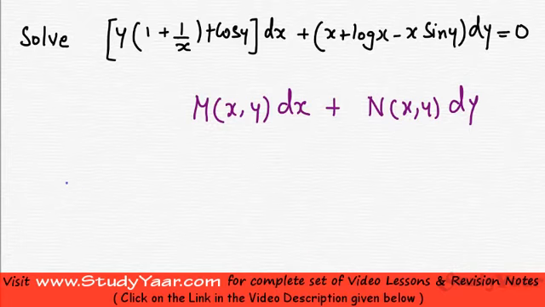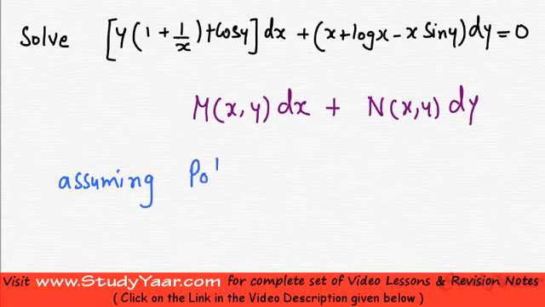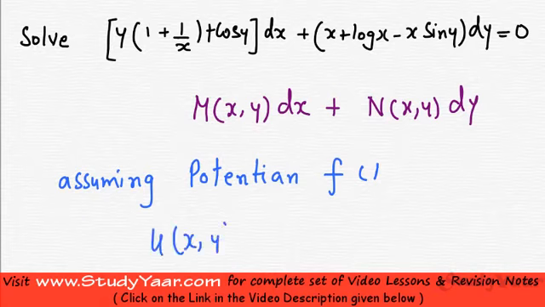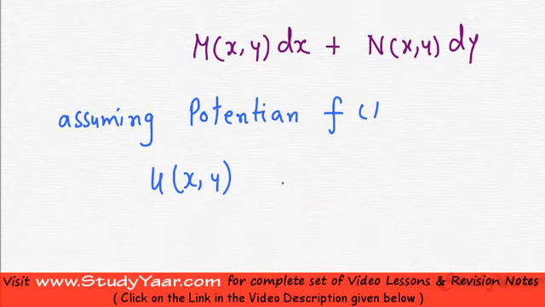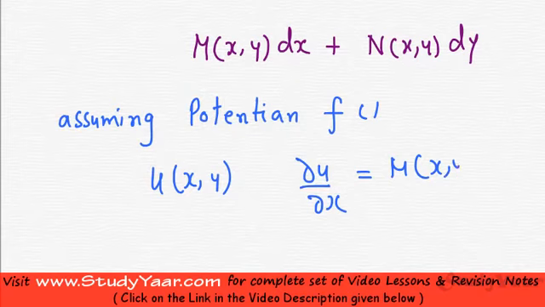I am just going to write over here, assuming a potential function exists, and it is given by u(x,y) such that I have ∂u/∂x equal to M(x,y) and ∂u/∂y equal to N(x,y).